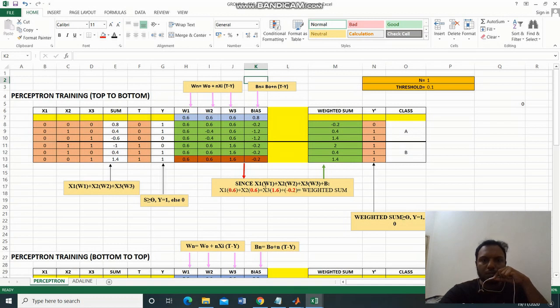Since the equation is all plus b, we can get the new weighted sum through the equation, whereby we have to take the bottom value here. So here is the new value, and from the weighted sum, we can find the y prime, where the sum has to be greater than theta, in which case y prime is stated as 1, or else it will be 0.